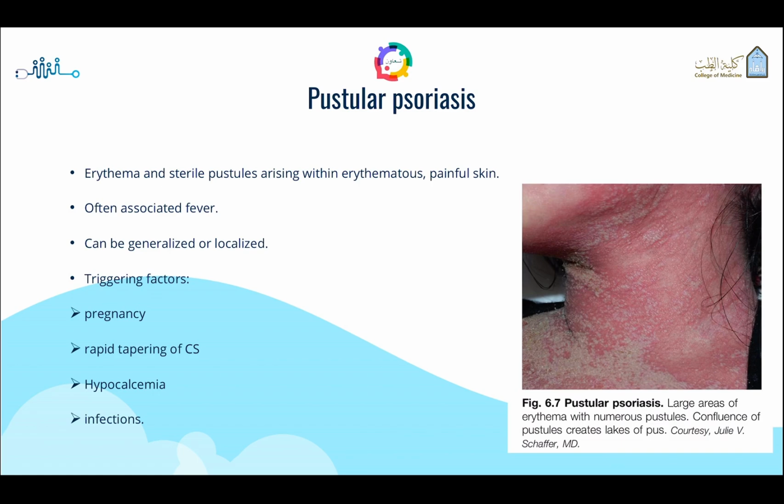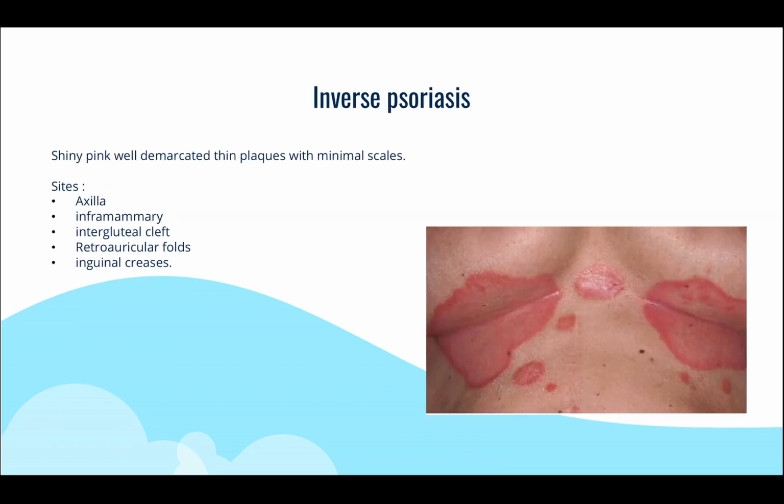For pustular psoriasis, there will be erythema with sterile pustules arising within this erythematous painful skin, as you can see in the picture. They're often associated with fever. They can be generalized or localized. As for the triggers, it can be triggered by pregnancy, hypocalcemia, rapid withdrawal of corticosteroids, as well as infections.